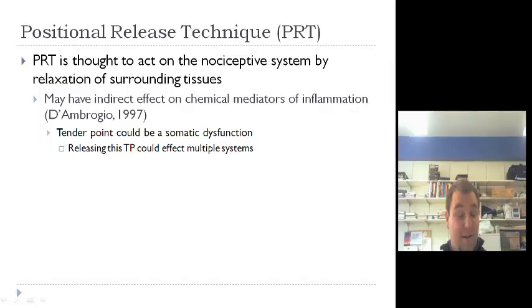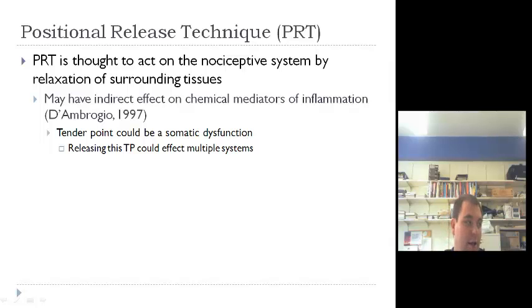Positional release is thought to act on the nociceptive system by relaxation of surrounding tissues. So the new law of pain classifies all pain as the same right here. The origin of all pain is inflammation, the inflammatory response. It does not matter, and I even highlighted it because I was surprised they said this, it does not matter about neuropathic pain or nociceptive pain, such as positional release claims. Acute versus chronic pain does not matter.